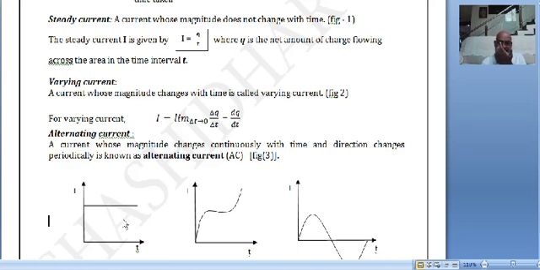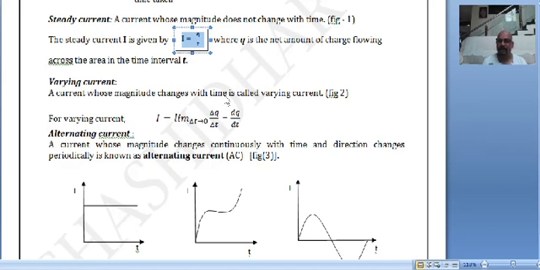A current whose magnitude remains the same, does not change with time. And for a steady current, this is the equation we use, I is equal to Q by T, where Q is the net amount of charge flowing in a time T seconds. Remember, this is the formula for current. In the case of steady flow of charges, if the charges are flowing uniformly, constantly, then this is the formula that we use, I is equal to Q divided by T. Rate of flow of charge is called current, and that is called steady current.